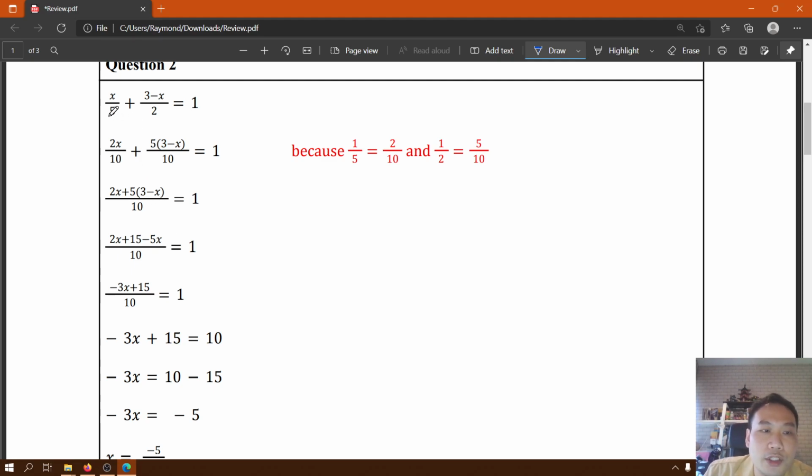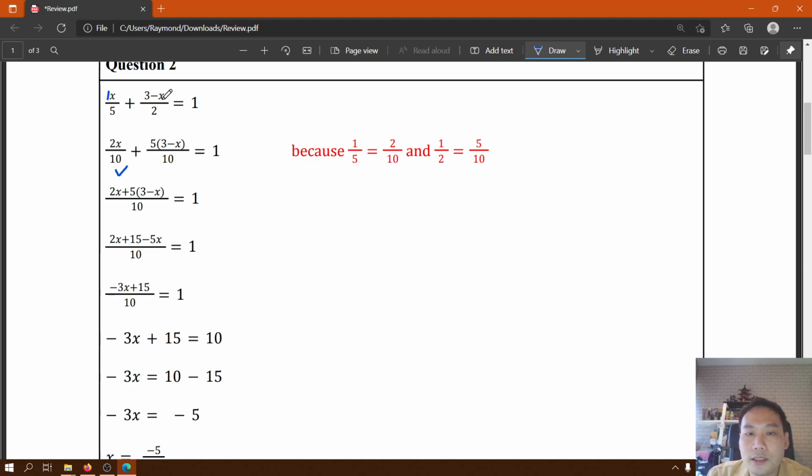So I look at the denominator. The denominator here is 5. The denominator here is 2. The LCM of 5 and 2 is actually 10. So recognizing that this is actually 1 over 5, then with the x there, 1 over 5 is the same as 2 over 10, right? So I have this portion over here.